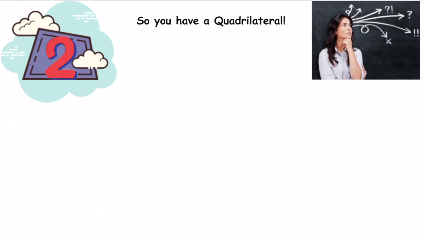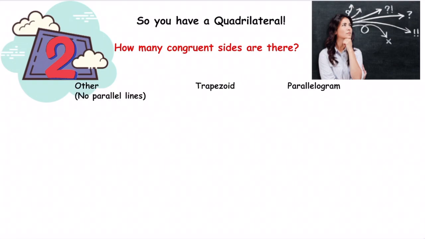Let's look at our second question. How many congruent sides do you see? How many equal sides? So again, we have our 3 different families. And in the first family with no parallel lines, if you have 2 sets of equal sides, then you might have a kite. And notice with the kite, the 2 lines on the top above the eyes are equal, and the 2 lines on the bottom next to the rosy little cheeks are also equal.